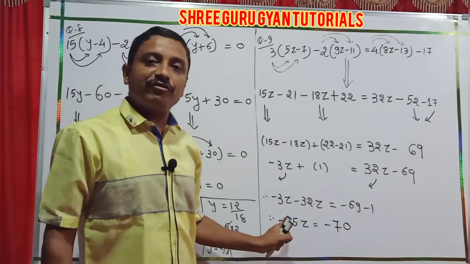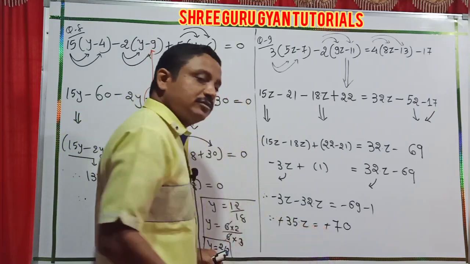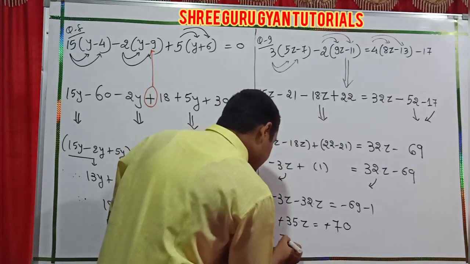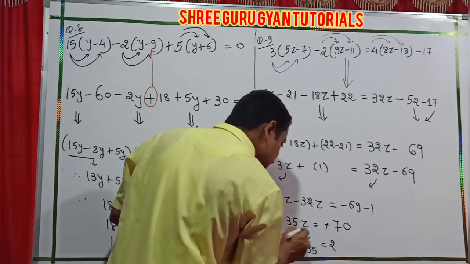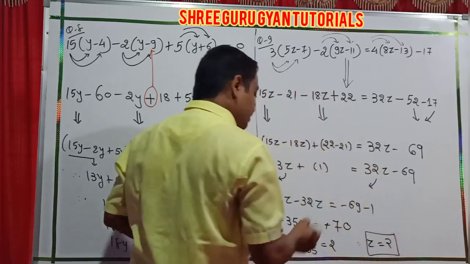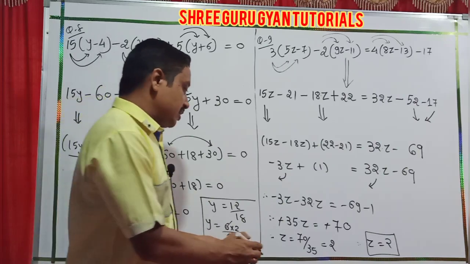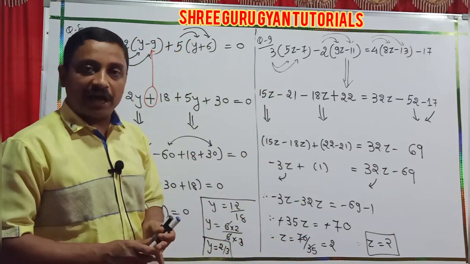32 and 3 is 35. Minus minus plus, but the symbol is minus. This minus and this minus are gone. Only I have z is equal to 70 by 35, and it is 2. So finally your z value is 2. And that's done, students. z is equal to 2. And happily, question number 9 is also done.